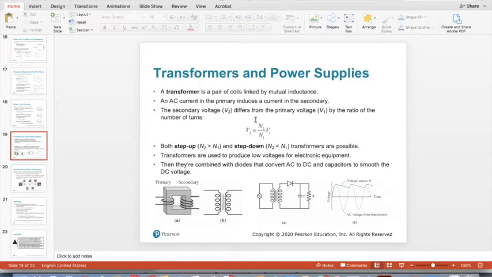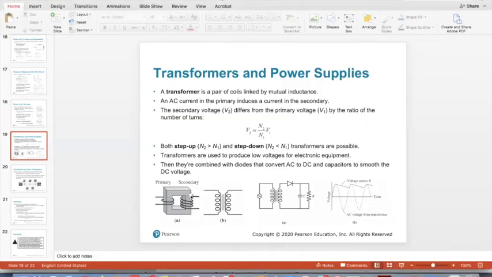I don't like how they've written this. Here's a better way. If I go to my whiteboard, a better way to think of it is V2 over V1 equals N2 over N1, where N is the number of coils in each, or number of turns in each coil. So write that down.